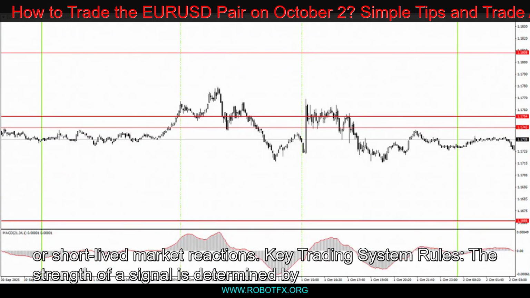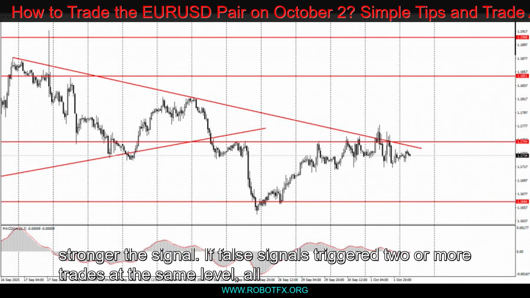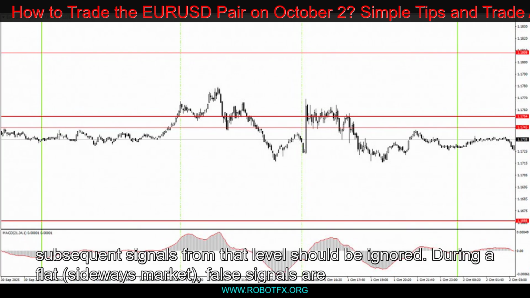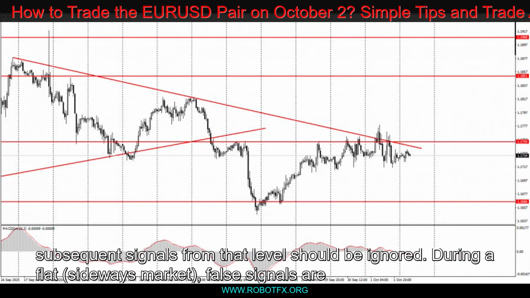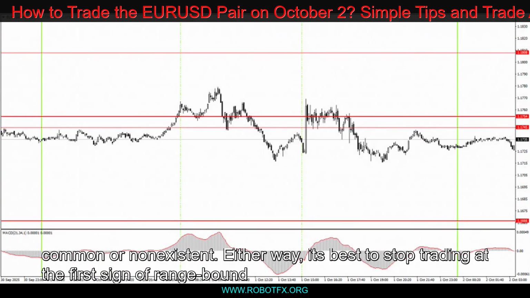Key trading system rules. The strength of a signal is determined by how quickly the signal forms, a rejection or breakout of the level. The shorter the time, the stronger the signal. If false signals trigger 2 or more trades at the same level, all subsequent signals from that level should be ignored. During a flat sideways market, false signals are common or non-existent. Either way, it's best to stop trading at the first sign of range-bound movements.